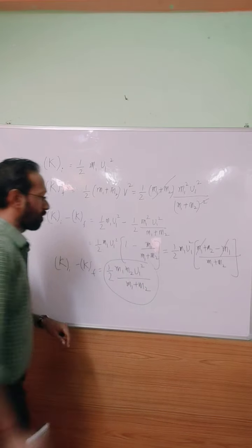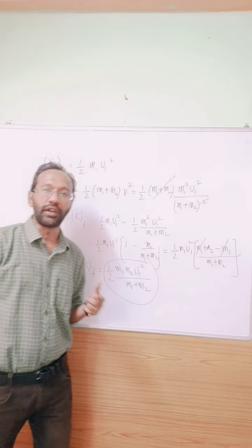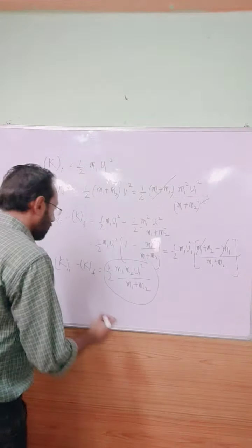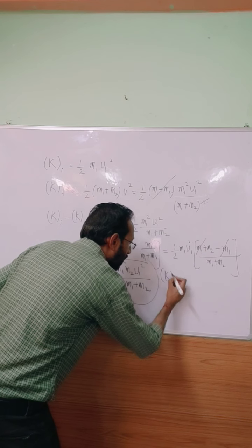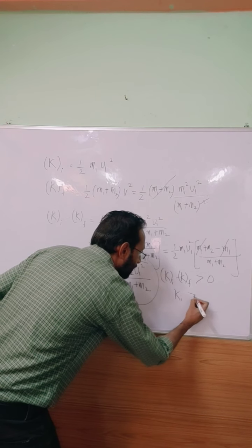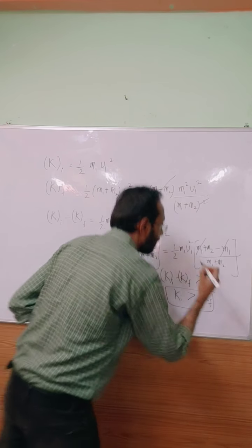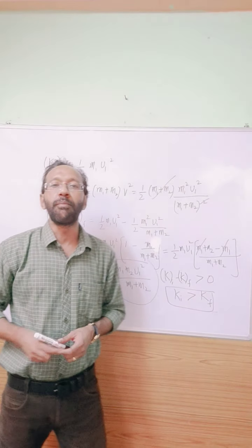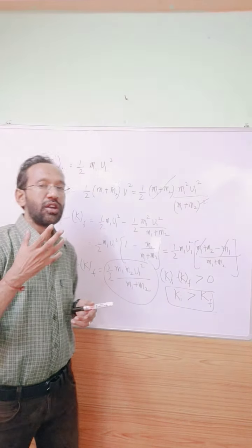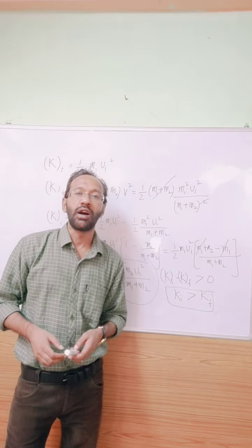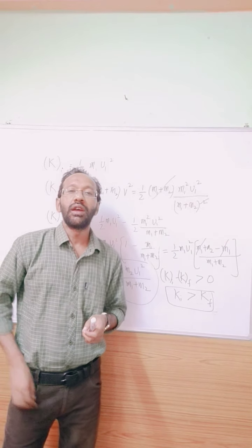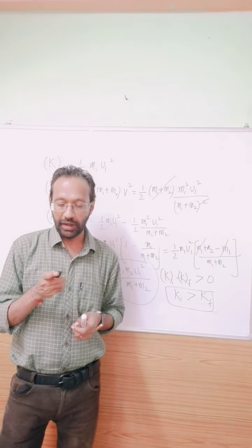What this equation shows is that the masses are always positive, and the square of a negative is also positive. So kinetic energy initial minus kinetic energy final is always greater than 0, which means kinetic energy initial is greater than kinetic energy final. So there is some loss of kinetic energy during the perfectly inelastic collision. This equation shows the perfectly inelastic collision in one dimension. So I think it is clear.